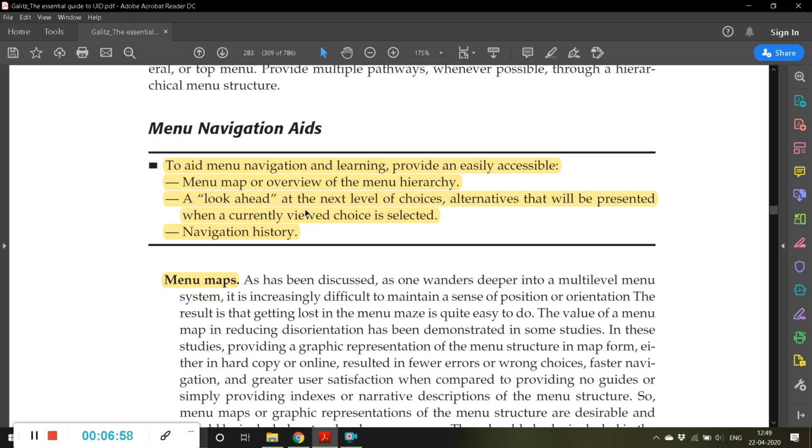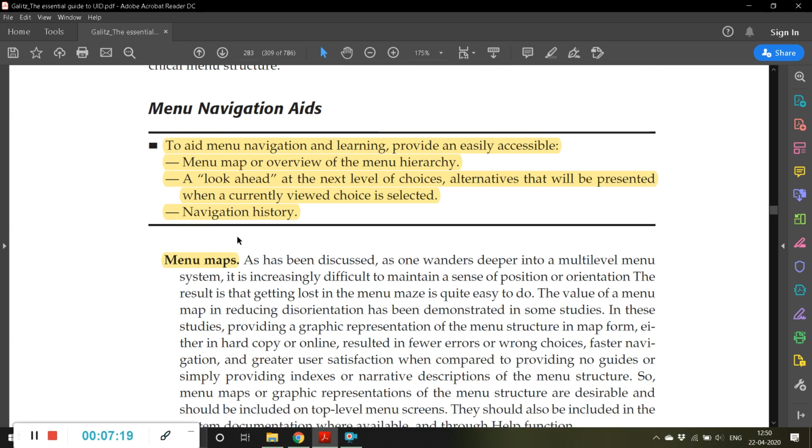A look ahead at the next level of choices, the alternatives that will be presented when a currently viewed choice is selected. The meaning of look ahead is the next level of choices. So if you go from here, you are going to get this, and after that you are going to get this. That is what look ahead is.